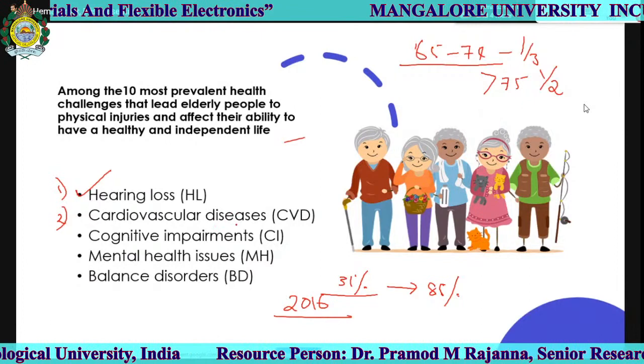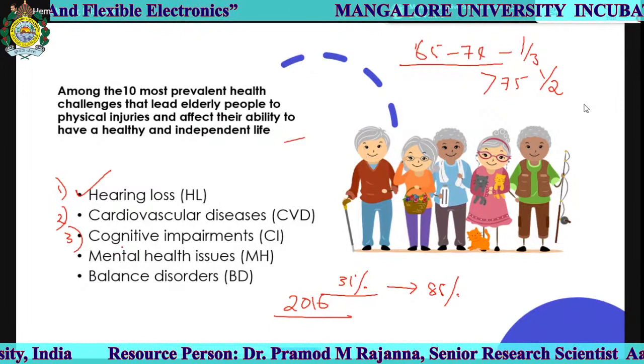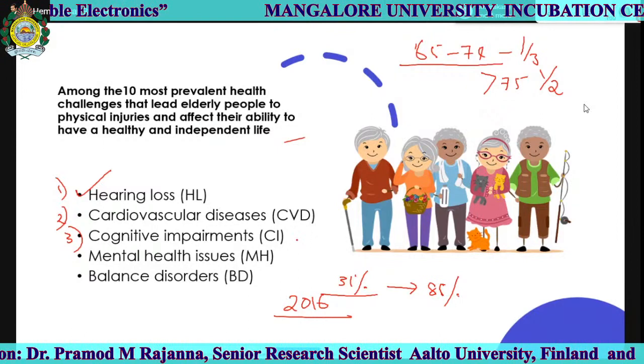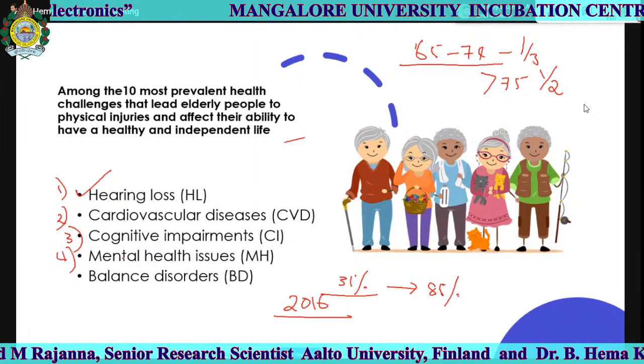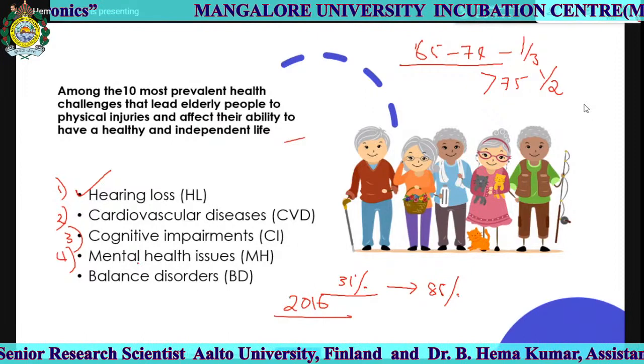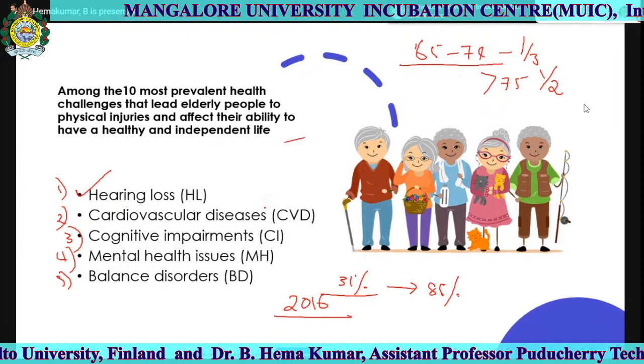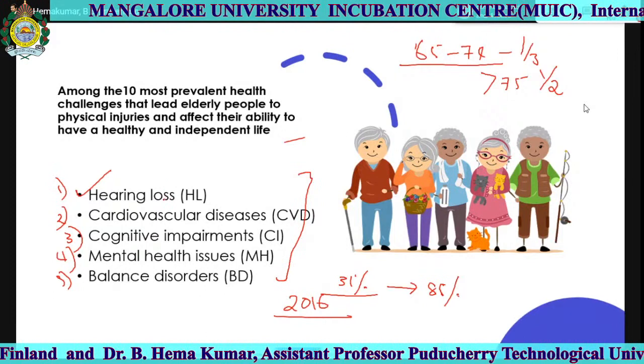Then you have cognitive impairments, which is about the ability to hear, speak and think. These abilities also lower as you age. The fourth one is mental health issues, that is depression and anxiety. And lastly, balance disorders, the ability to walk, the sensory motor system, how well they are able to respond. These are the statistics as per LPage, but from our experience, it changes from what we have experienced.